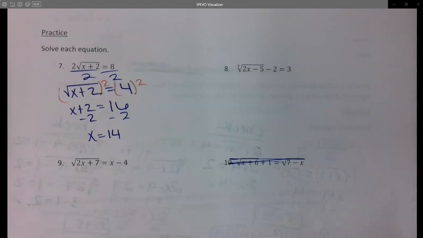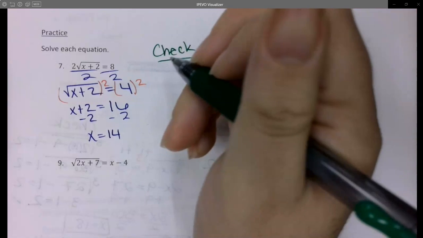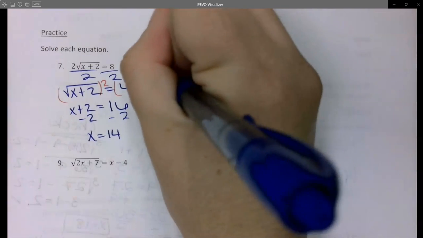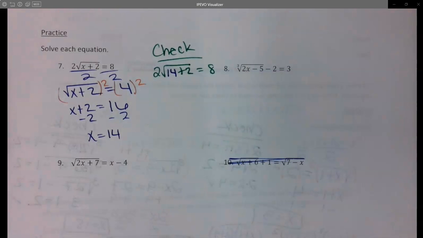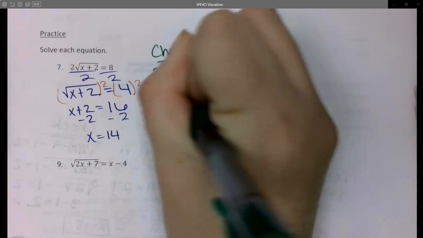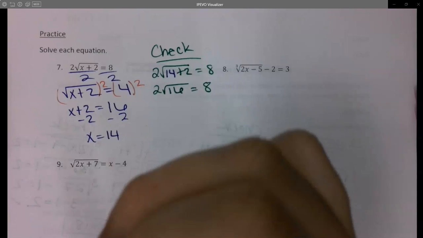Then I want to go ahead and make sure that my 14 works. Fourteen plus 2 is 16. The square root of 16 is 4.